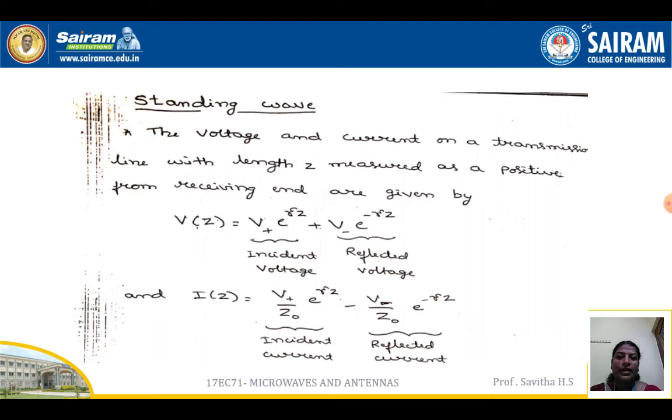from the receiving end, are given by V of z is equal to V plus e to the power of gamma z plus V minus e to the power of minus gamma z. We know that V plus is the incident voltage and V minus is the reflected voltage. Similarly, I of z is equal to V plus by Z naught e to the power of gamma z minus V minus by Z naught e to the power of minus gamma z. So here it is the incident current and reflected current.